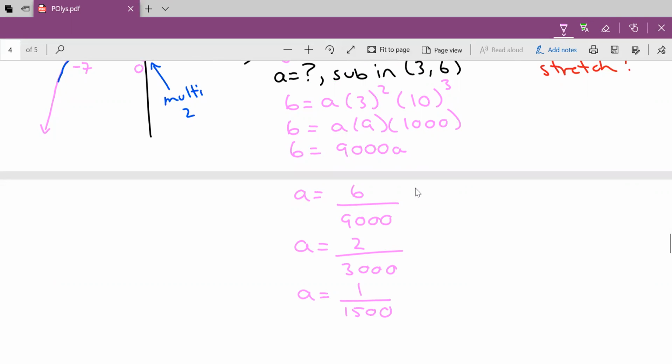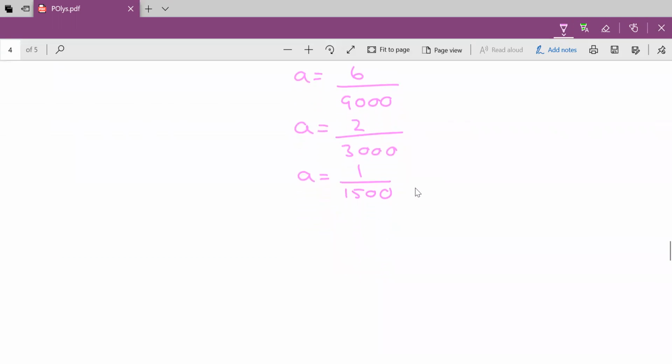Make sure we've actually answered the question. I want to know what the equation of this function is. So let's write that equation. Here we go. A value, 1 over 1,500. X squared, x plus 7 cubed.